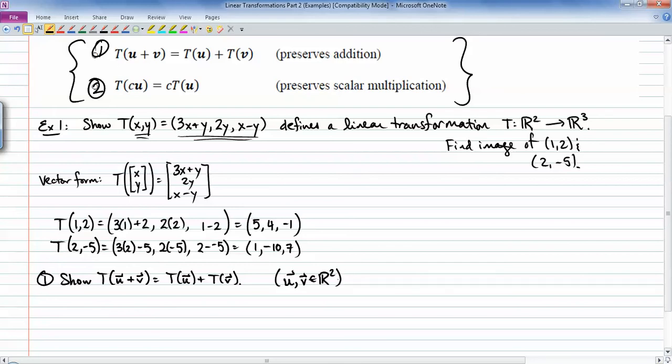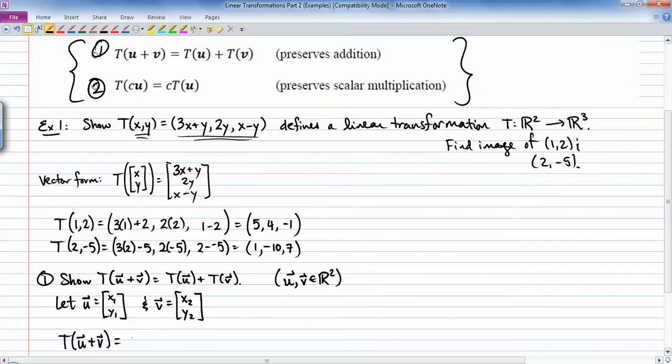So we'll make them general vectors, because if you only do it with specific vectors, then you're not actually proving that it's always true. So let's let u equal, let's do these in column form, (x1, y1), just so that you get used to seeing both forms, and v equals (x2, y2). So now I've got two general vectors in R2, and I want to take T of (u + v) and eventually get T of u plus T of v.